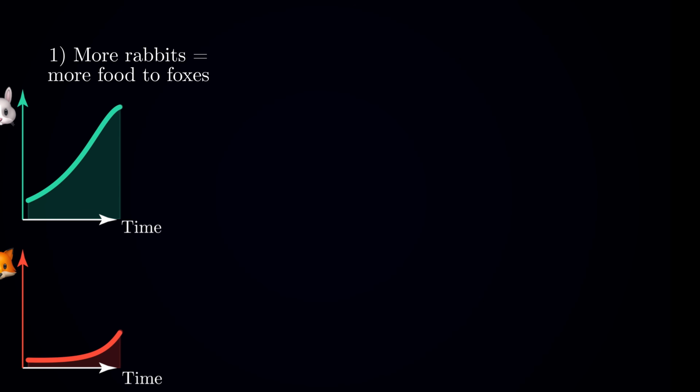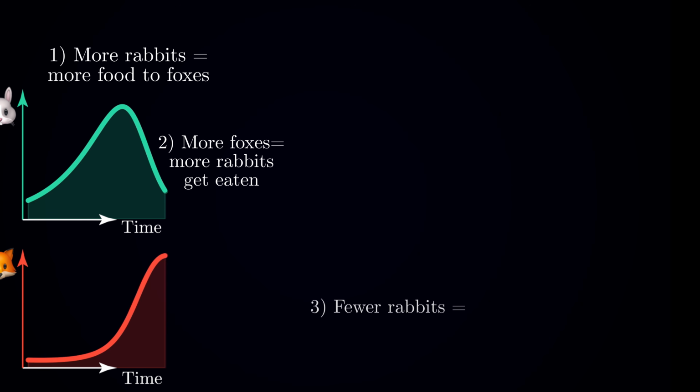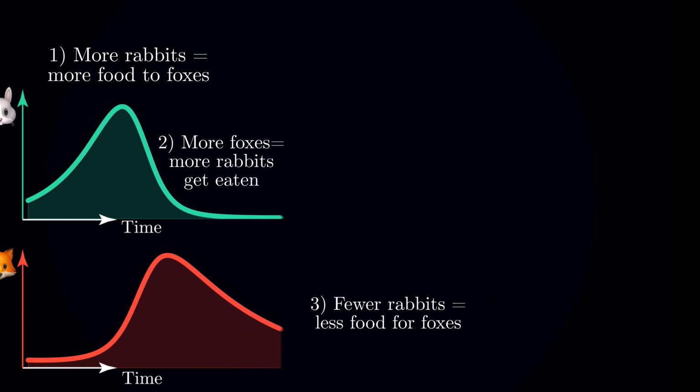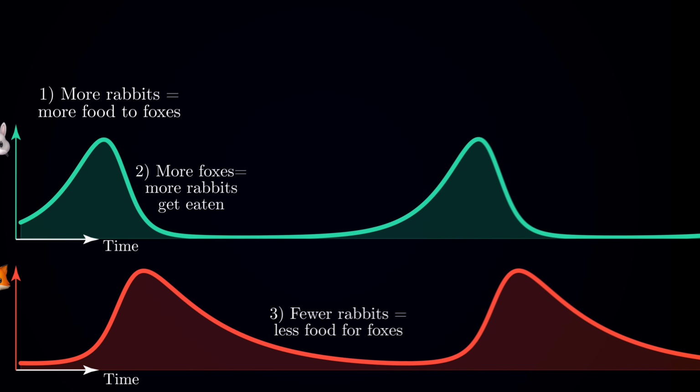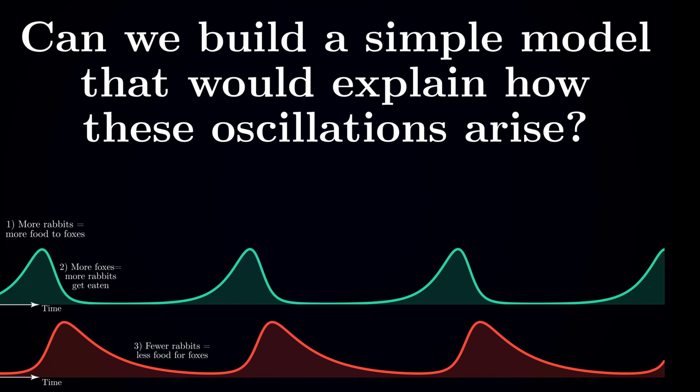As the rabbit population grows, foxes have more food, leading to an increase in their numbers. However, more foxes means more rabbits get eaten, causing the rabbit population to decline. With fewer rabbits, the fox population shrinks, allowing rabbits to reproduce, and the cycle continues. This intuitive understanding is certainly compelling, but can we build a simple mathematical model that would describe these oscillations?